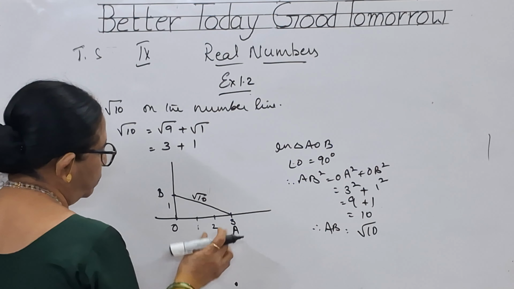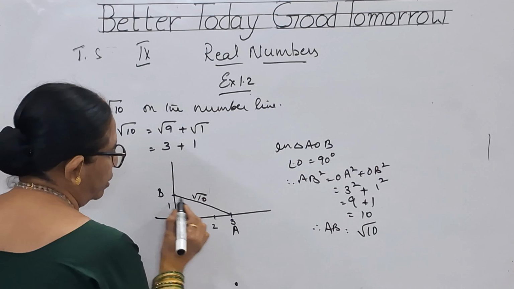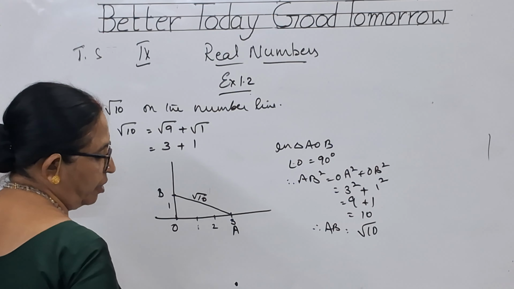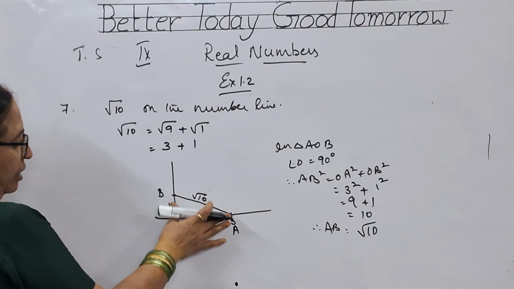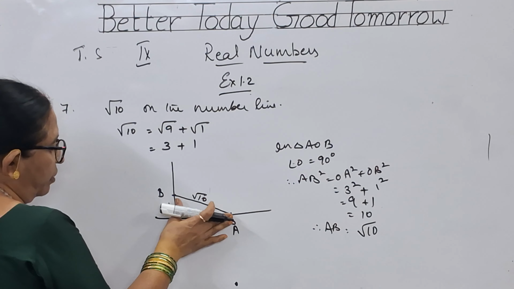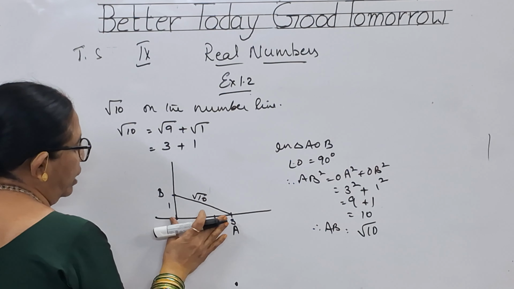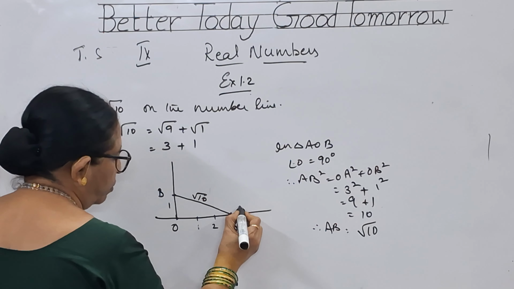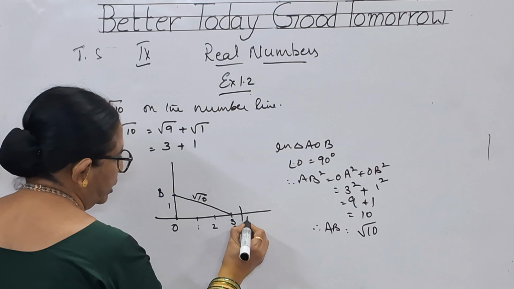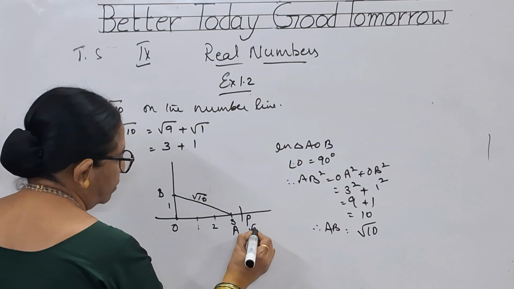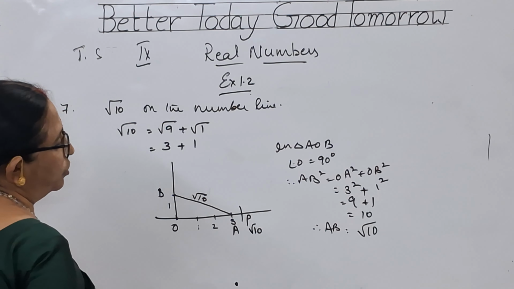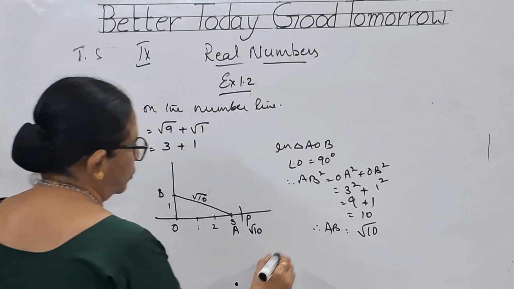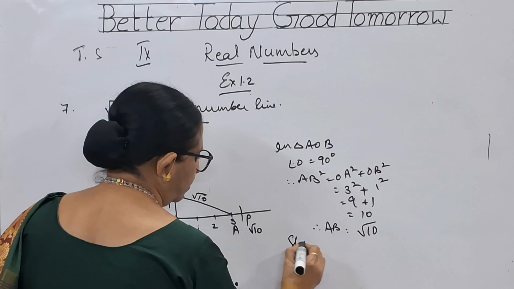What you have to do? B as a center, BA as a radius. You have to extend the compass like this, and first you have to take O as a center, BA as a radius. From O you have to cut an arc. You will be getting a point P. This represents root 10. So, what are the steps, children?